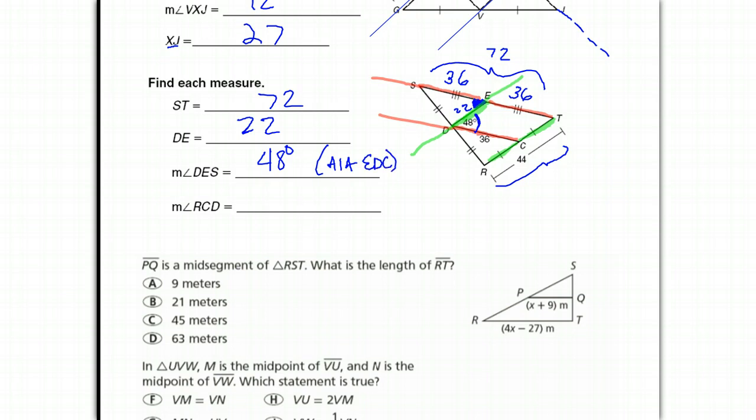Then we have to figure out RCD. RCD is this angle down here. And it's kind of handy that I highlighted it in blue there still, because it's actually the same measurement, because we have our two green parallel lines and the red transversal going through. So those are alternate interior angles again. So it's also 48 degrees. That was the same reason as above.